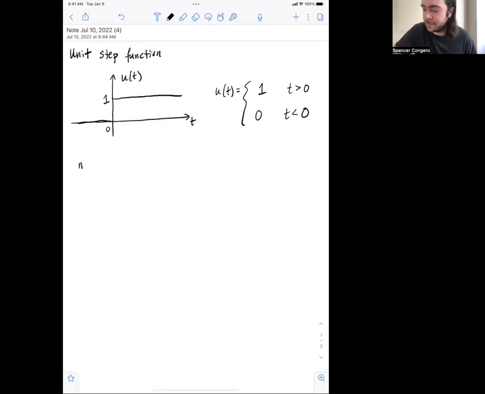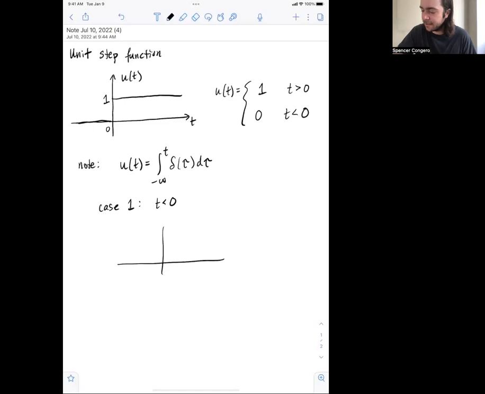And let me just make a note about this function, relating it to another function we've seen: the unit step function is actually the integral of the delta function. I'll call it delta of tau d tau because I'm using t here. So let's just make sure we understand why. Let's look at a couple cases. What happens when t is less than 0? We'll consider this case first.